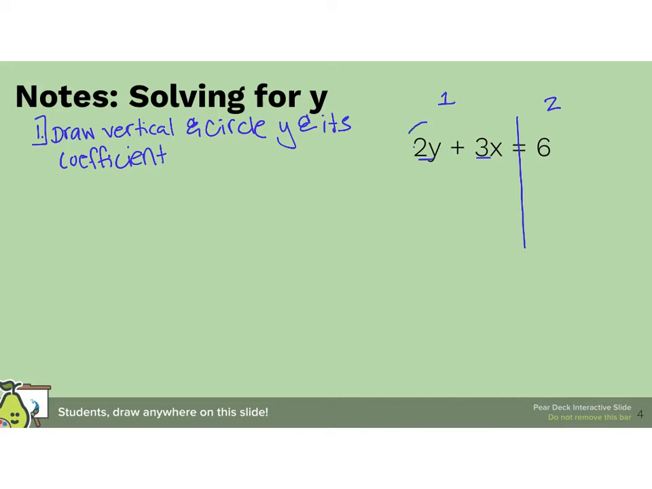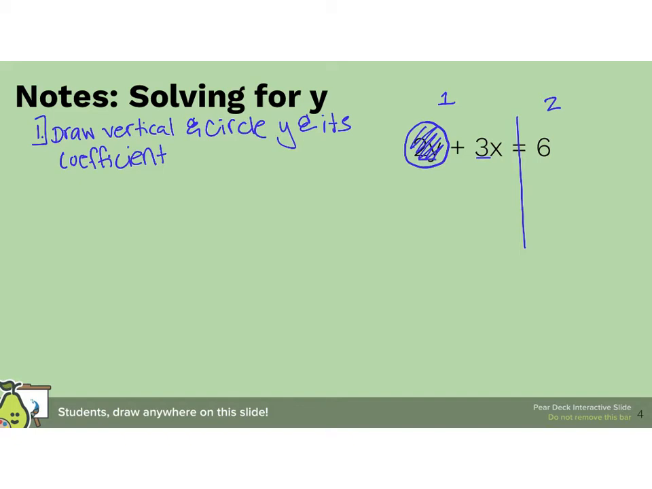Then you want to circle your y and its coefficient. The coefficient is 2, okay? So the first thing we're going to do mathematically is get rid of anything that's on the outside of the circle. So you could literally cover up, if you had your finger, the 2y. And what's on the outside of that circle? Well, we have this plus 3x. So how are we going to get rid of it?